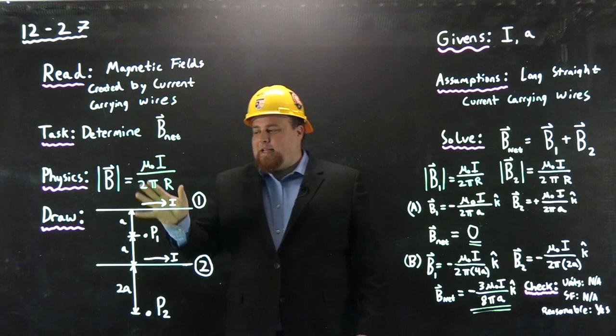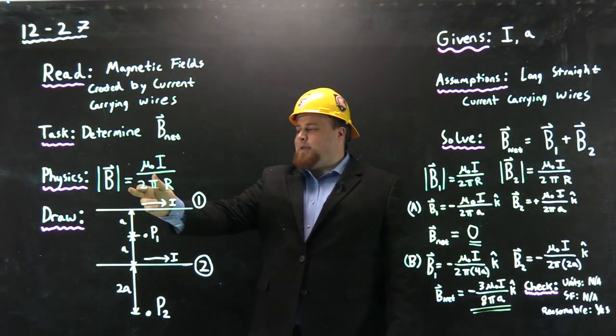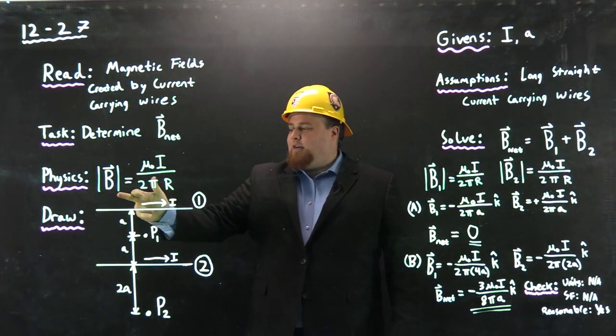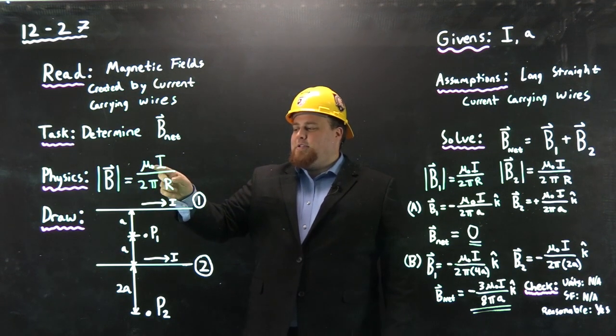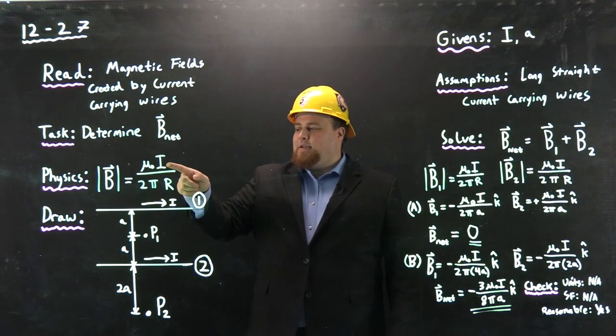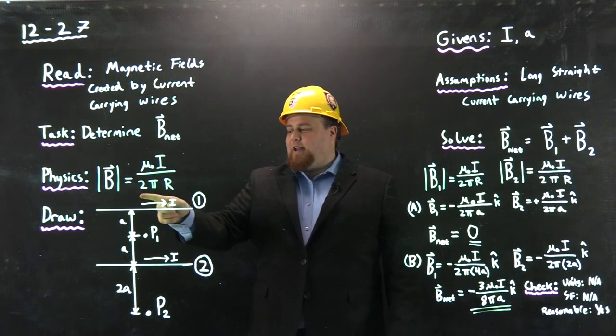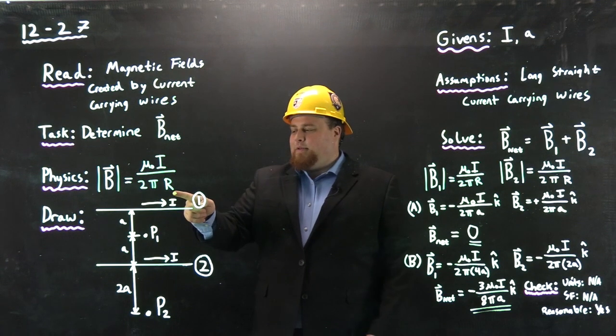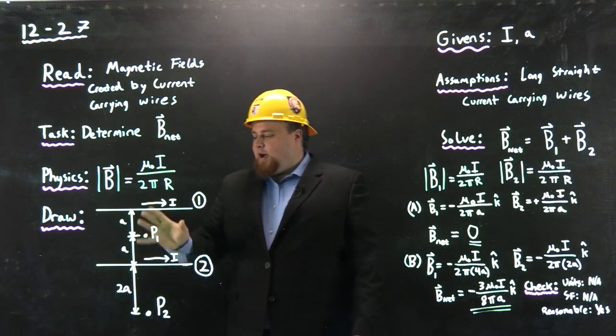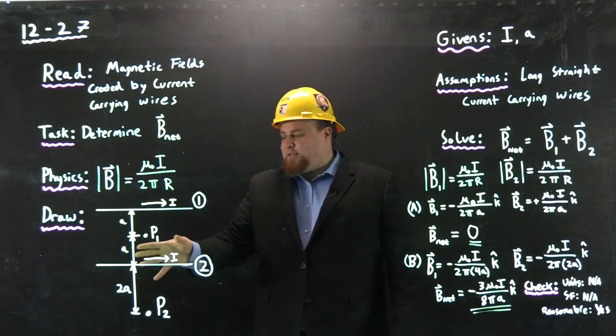To do that, the physics step that we'll be using is the magnitude of a magnetic field created by a long straight current carrying wire, which is given by the permeability of free space times the current divided by 2 pi times the radius, or distance you are away from the wire. The draw step here is the same figure that appears inside your book.